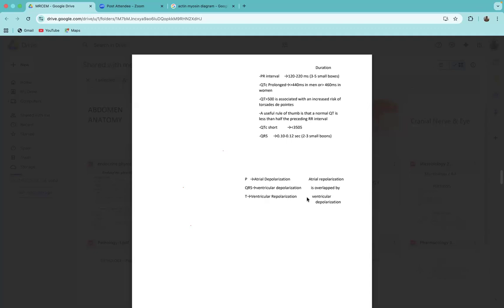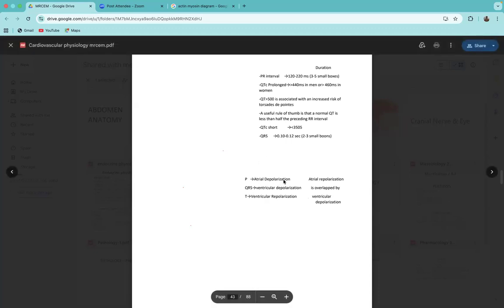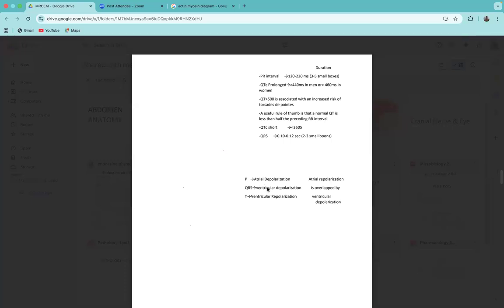Atrial repolarization is overlapped by ventricular depolarization. So in the QRS, we have seen atrial depolarization, but we have not seen any atrial repolarization, because the QRS complex, which is ventricular depolarization, is also overlapped by the atrial repolarization as well.